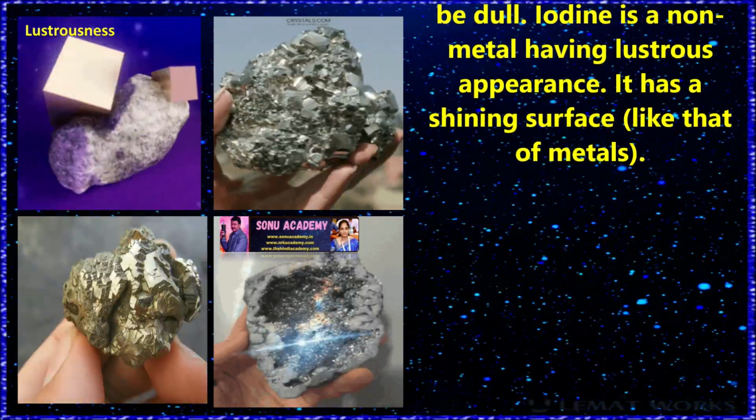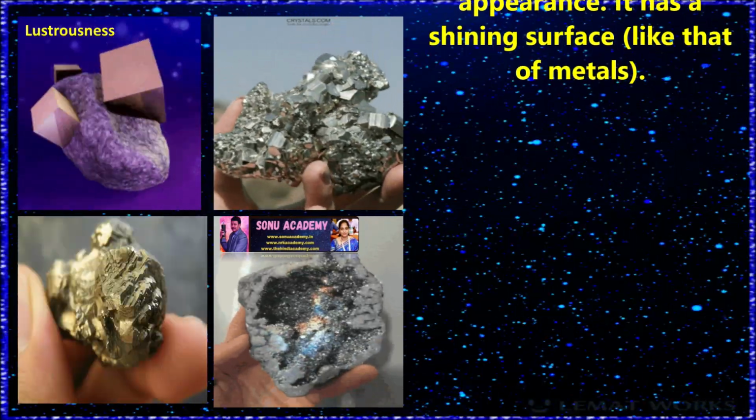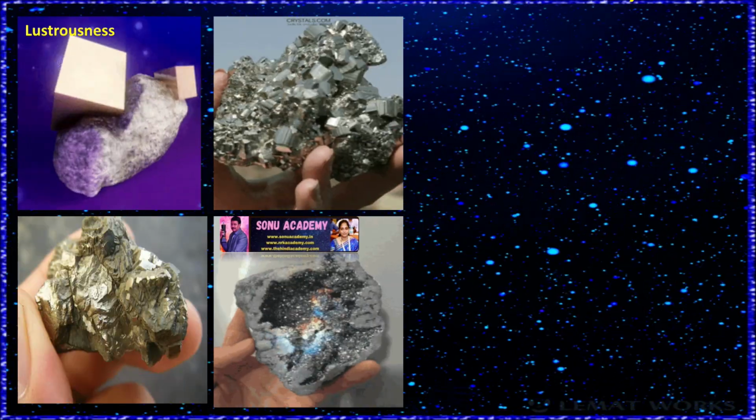Iodine is a non-metal having a lustrous appearance. It has a shining surface like that of metals.